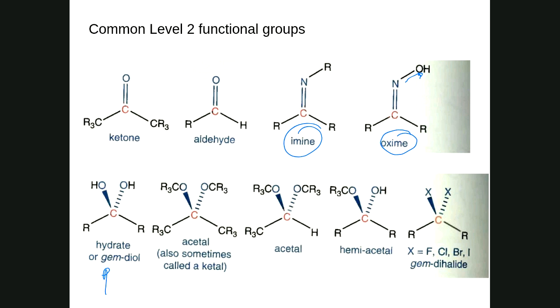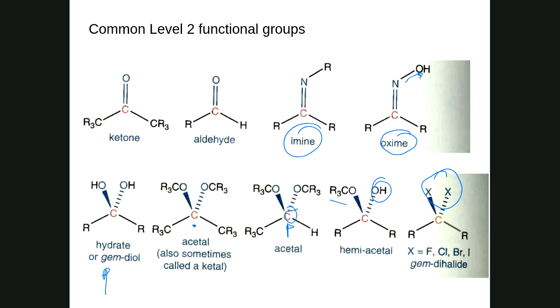This structure of the carbon attached with two single bonds to two oxygen atoms in ether groups, either in a terminal carbon or in the middle of a chain. And hemiacetal, in which only one of the oxygens is an ether group and the other one is a hydroxyl group. And finally, gem dihalides, when you have two halogens sitting on the same carbon atom.